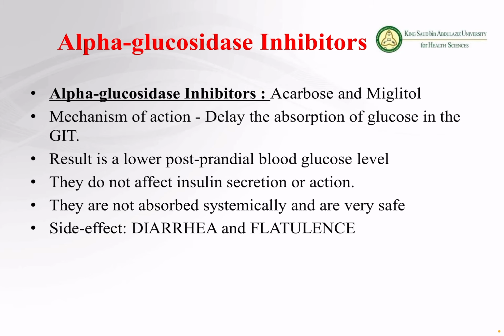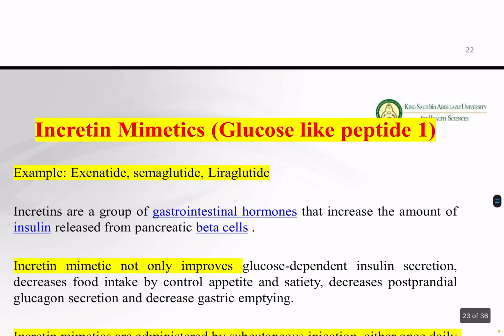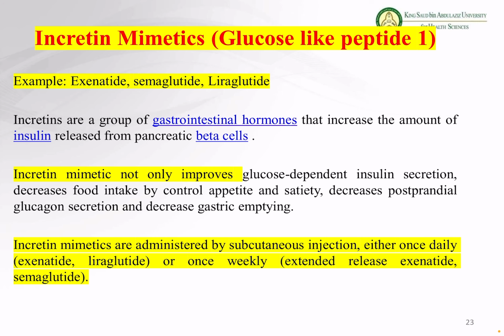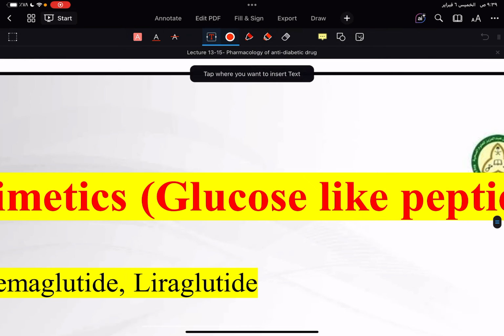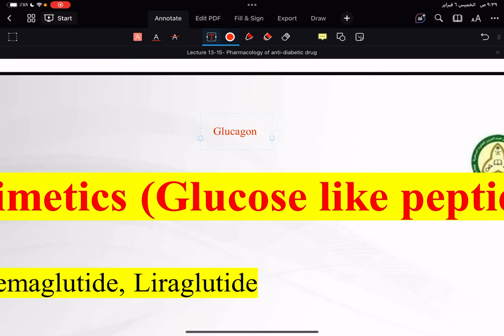The next one we have here is the incretin mimetic, and this is the last one. We'll stop here. Sorry, just correct this one. In the bracket, this is basically glucagon, not glucose. Glucagon-like peptide. Just correct this one. Glucagon-like peptide in the bracket.